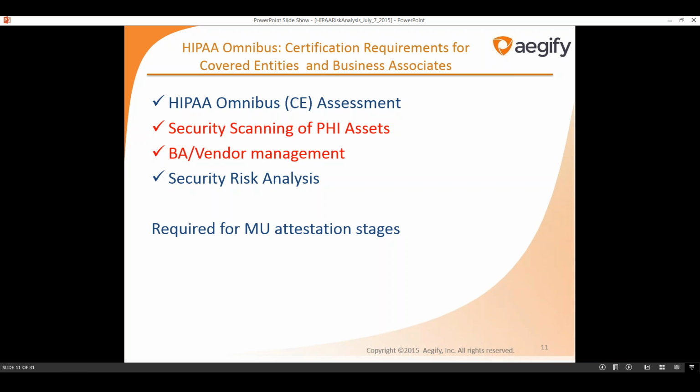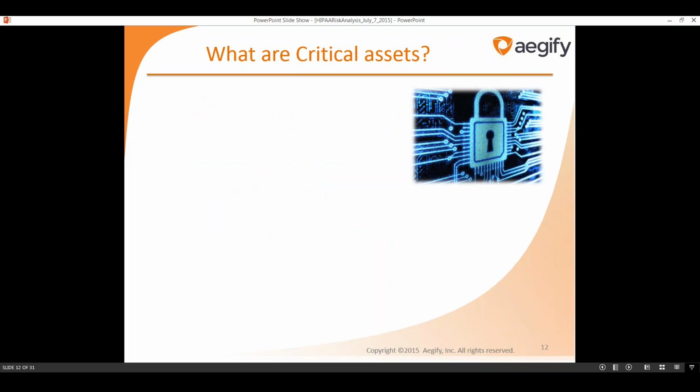And then finally, security risk analysis puts a prioritization or a risk exposure score for the entire organization that needs to be managed. So all of these are required as part of HIPAA certification requirements for both covered entities and business associates. And this is also required for meaningful use attestation, as I mentioned earlier.